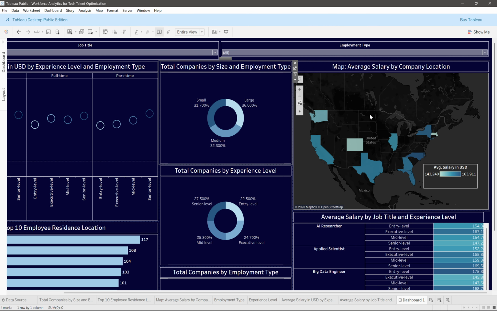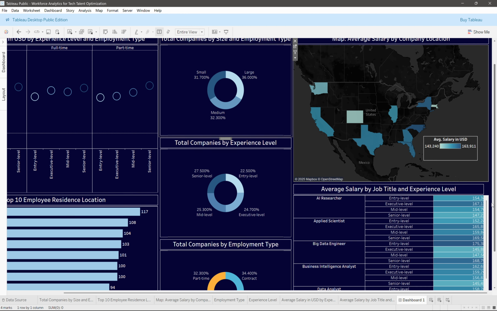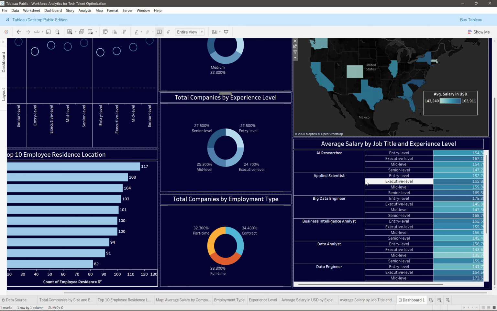We have a map of the whole United States with the average salary comparison ranging from 143 to 163. We also have average salary by job title and experience level. Let's say we consider data analyst: we have entry level, executive level, mid level, and senior level salaries. We have total companies by employment type, part-time, full-time, contract, and total companies by experience level, which is also senior, entry, executive, and mid level.